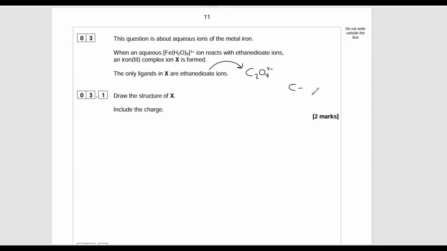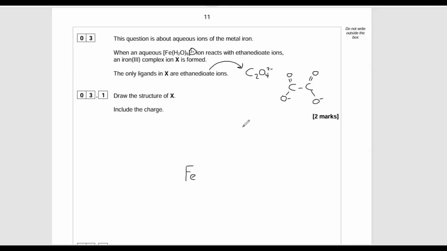Right, ethane-dioate ions have the formula C2O4 2-. Kind of look like this, so giving you a little bit of a helping hand here, peeps. Why don't you press pause on the video, have a go at this with a pen and paper, and then unpause and watch the explanation. All right, so we've got our ethane-dioate ions. They want us to include the charge and draw the structure. So we get 1 mark for drawing the structure and 1 mark for including the charge.